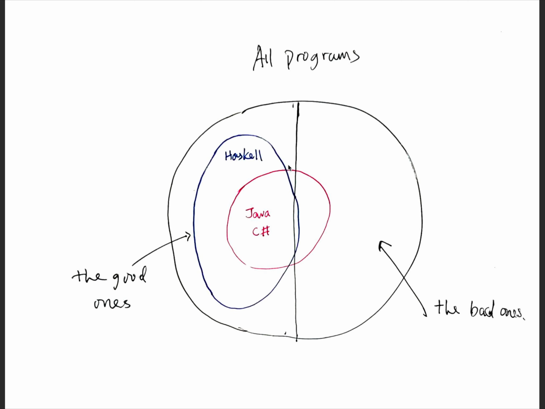And given that Haskell has a stronger type system, it minimizes the set of bad programs that are accepted by its type system, and at the same time accepts a bigger subset of the good programs by providing much more powerful typing features.